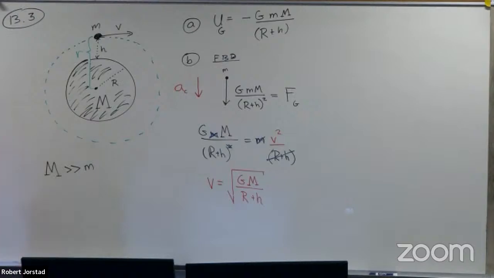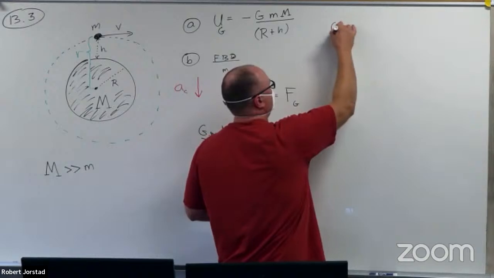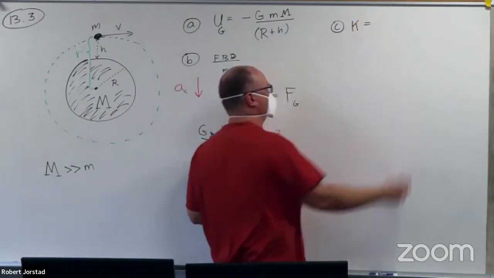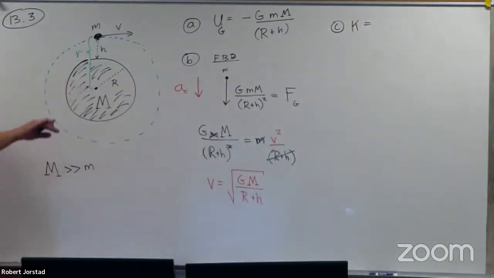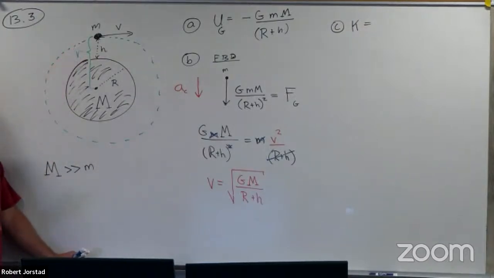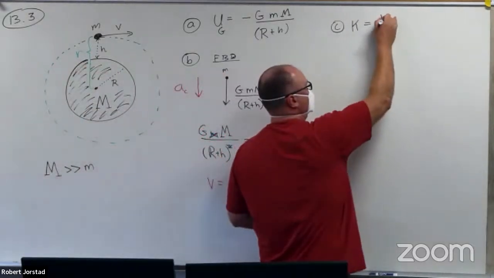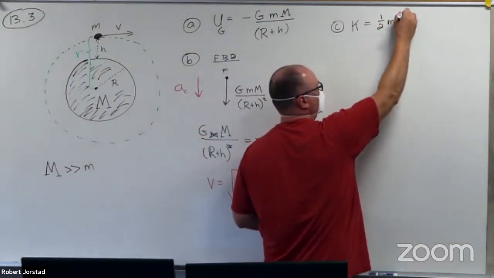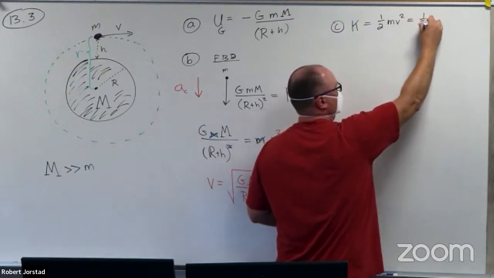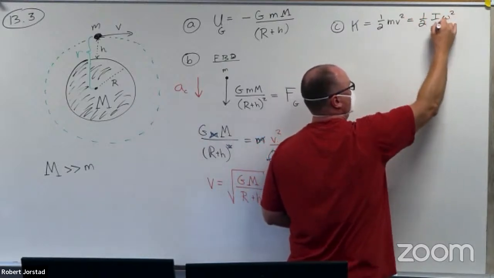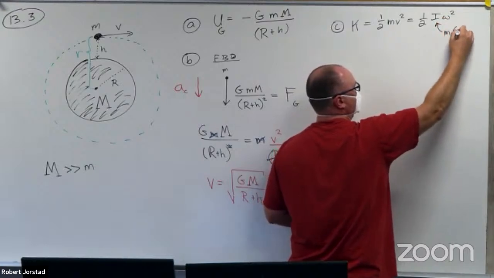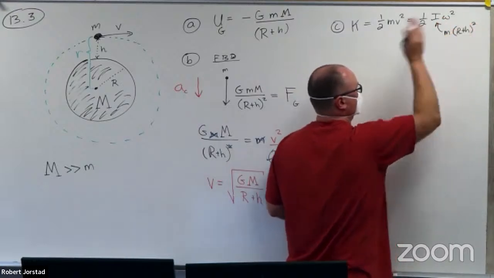What's part C? What's the kinetic energy of the satellite? This is kind of where you were going. We can treat this as a point particle. What's the kinetic energy for this point particle moving with speed v? 1/2 mv squared. But isn't it a point particle that's rotating? It's also 1/2 I omega squared, where I is m R squared. Either one of these would work.